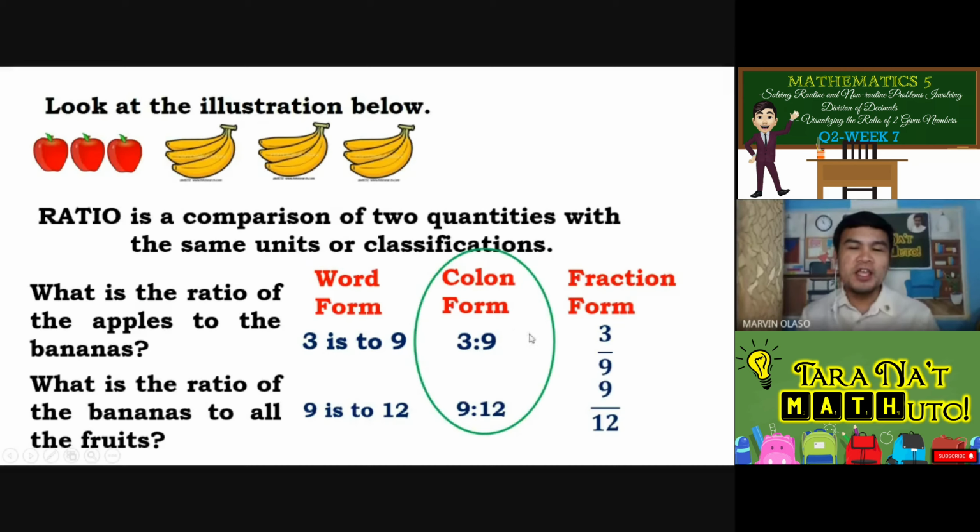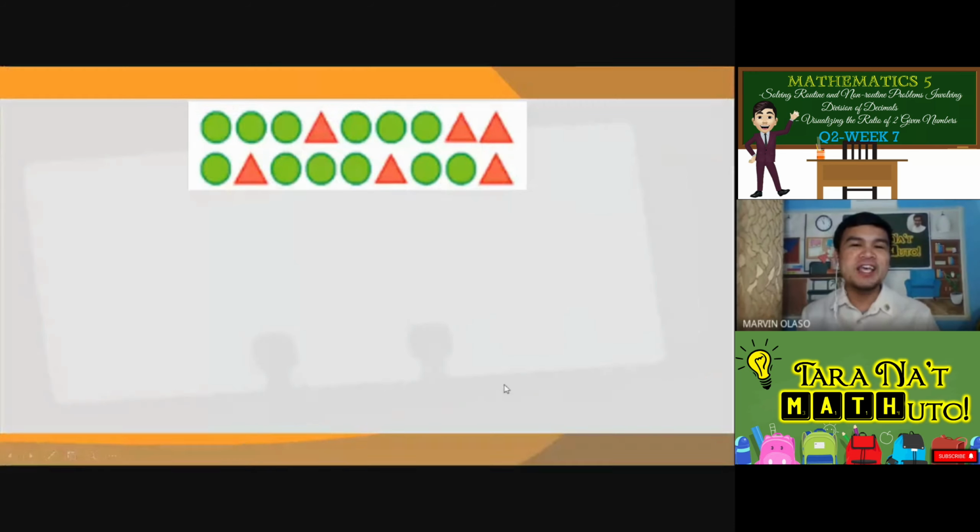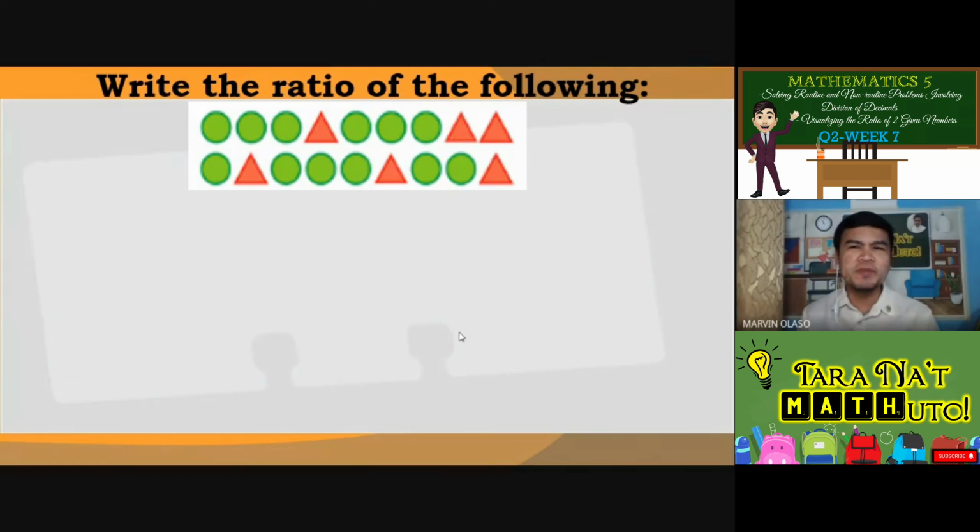Let us use now this form, colon form. Okay? And we have this activity. I hope you understand the concept of ratio. Let's try if you really understand. Okay? Now, write the ratio of the following.